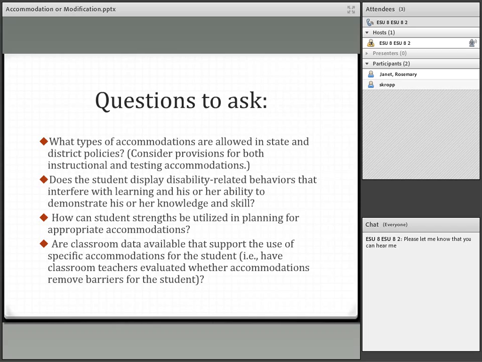Does the student display disability-related behaviors that interfere with learning and his or her ability to demonstrate his or her knowledge and skill? How can the student's strengths be utilized in planning for accommodations? So if we know that a student does something particularly well, is there a way that we can include that strength in an accommodation? And then do we have data available to support the use of that accommodation for the students? So have we really looked at whether that accommodation removes the barrier for the student, or is there data to support that there is that boost for the student?